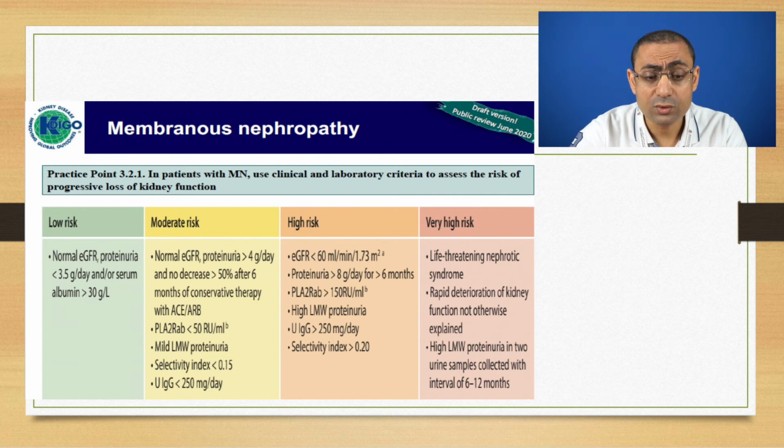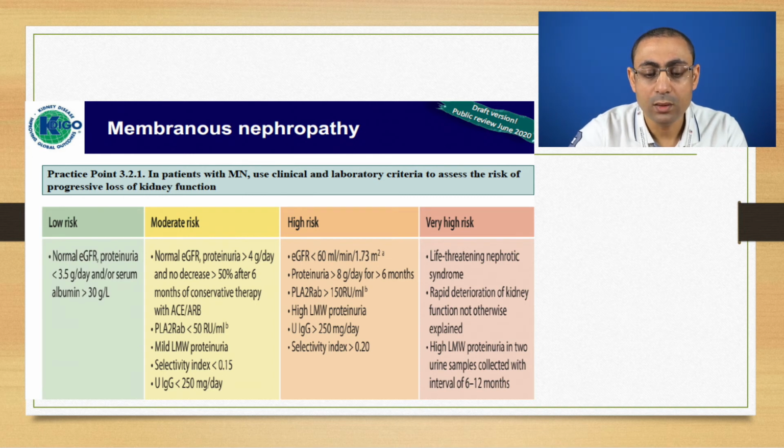The second group is moderate risk: normal GFR, proteinuria of more than 4, but with no reduction in proteinuria of more than 50% over 6 months despite giving the patients conservative treatment with antiproteinuric medications, and a PLA2R antibody level of less than 50, and urinary IgG excretion of less than 250 milligrams per day.